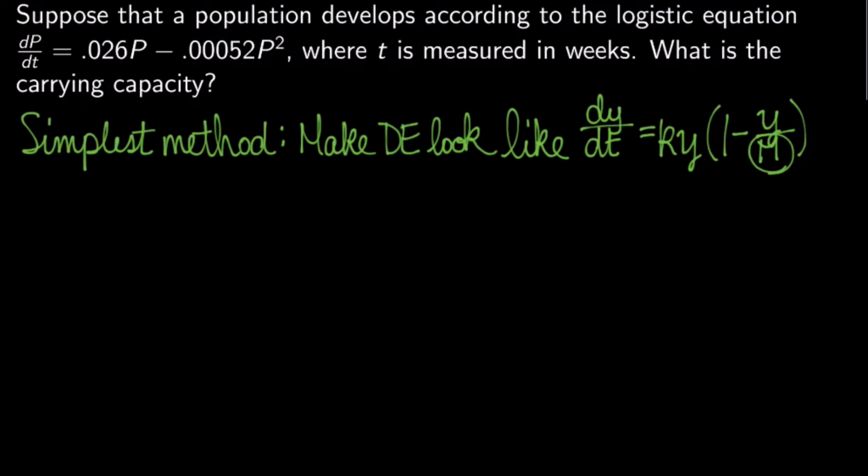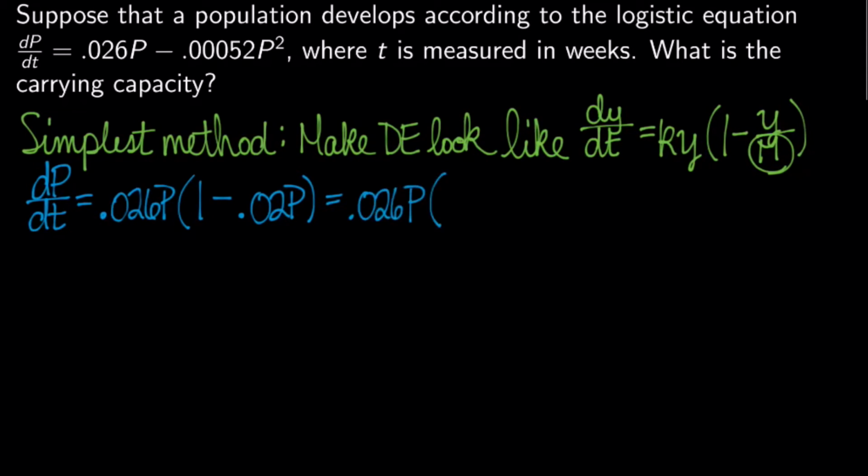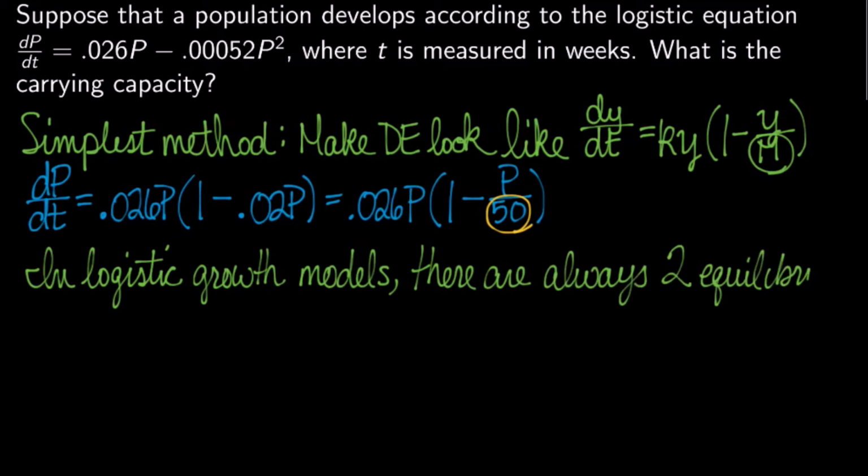So one of the simplest things that you could do is manipulate this DE until it looks exactly like that, and then circle your answer. This is what that looks like. I have dP/dt. I'm going to factor out 0.026P, and what's inside the parentheses will be 1 - 0.02P. I'm going to do one more little piece of algebra. This is equal to 0.026P times (1 - P/50). Bam! 50 is the carrying capacity.